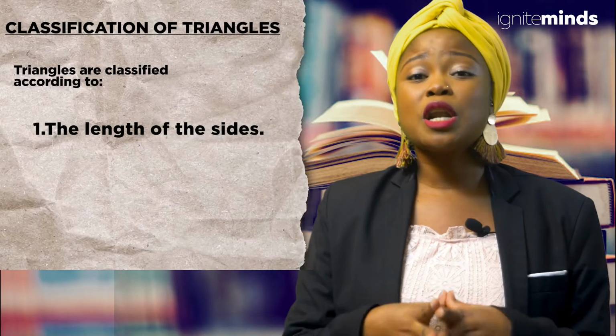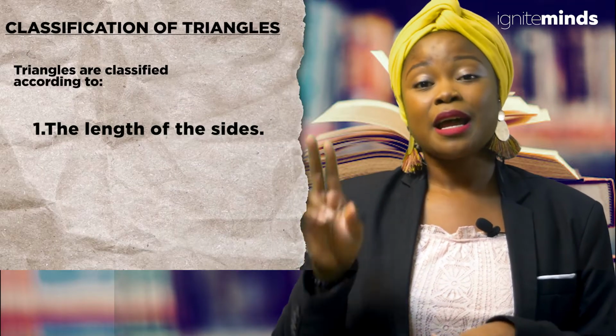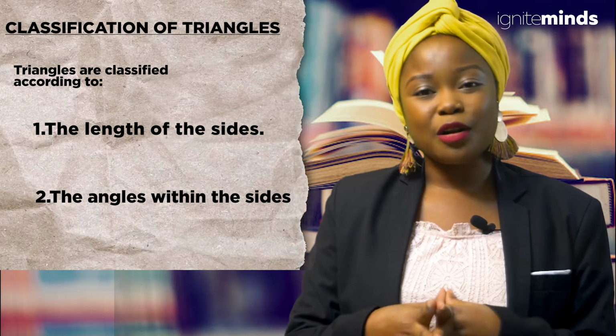To make it easier to understand, mathematicians decided to classify the triangles based on 2 things. 1, how long the sides are. 2, what angles within the sides are. Let us start with an example that covers both.